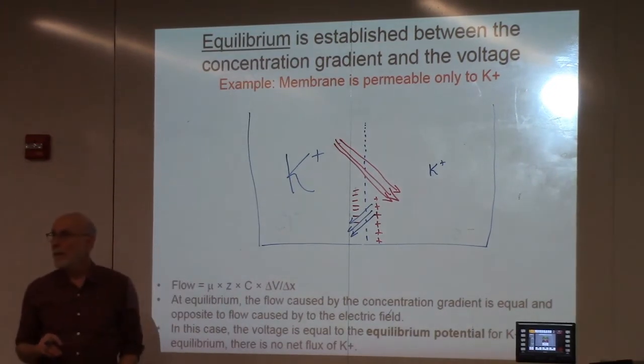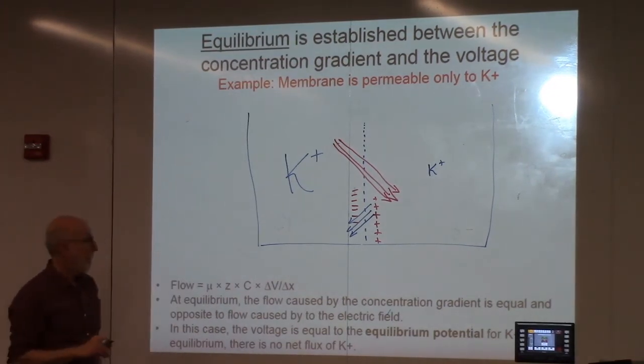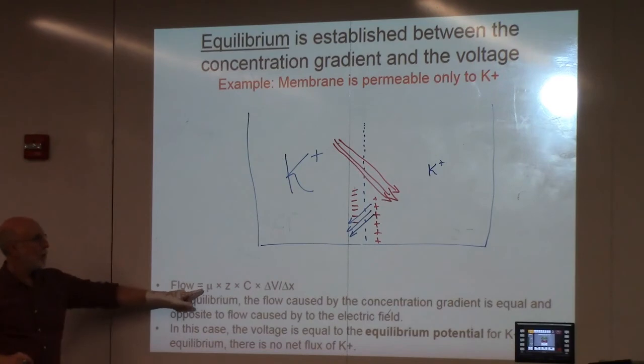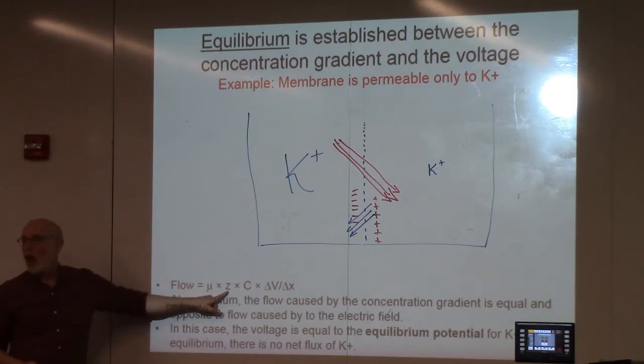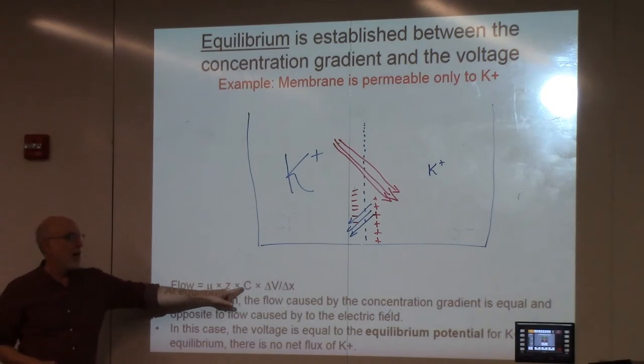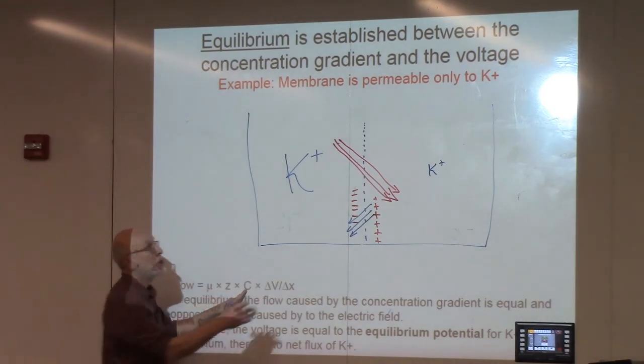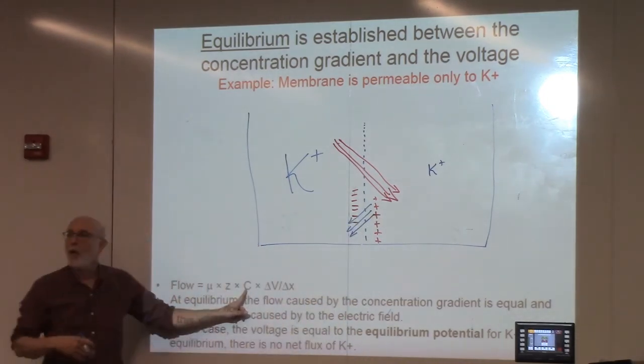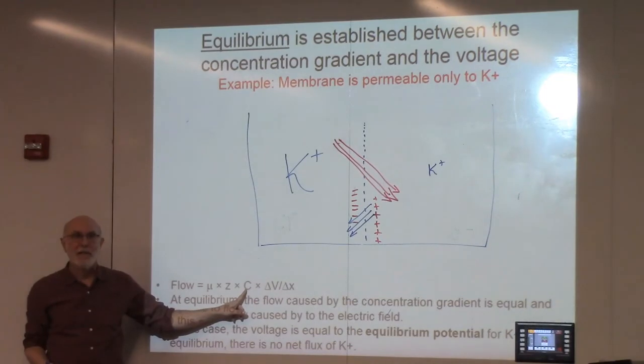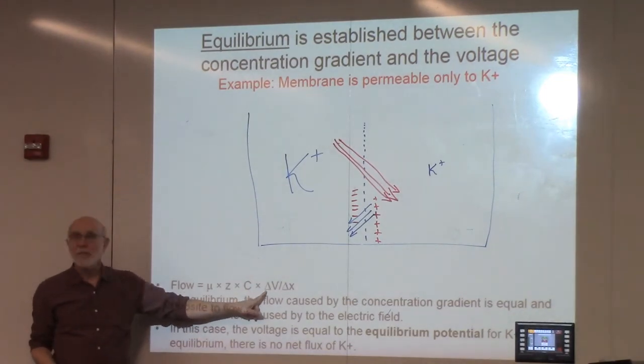Valeria, can you just clarify the equation that's on this slide? Okay, sure. So the flow is due to the mobility of the ion times the charge of the ion times the concentration of the ion, the concentration of the side from which it's flowing due to the electrical gradient, times the voltage gradient.